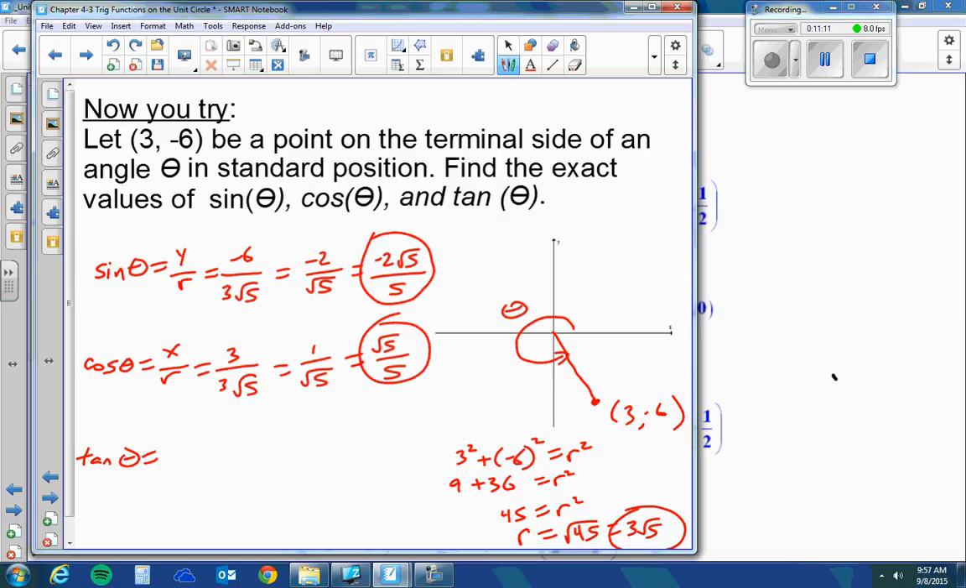And then tangent is really easy on this one. Y over x, which is negative 6 over 3, which is, yeah. And if it asks for all 6, we'd have to have a reciprocal of these, which we've done before, actually. We're going to move on.